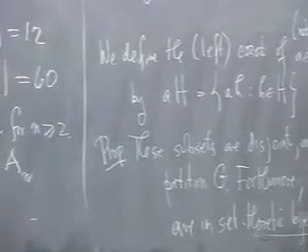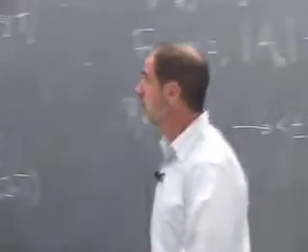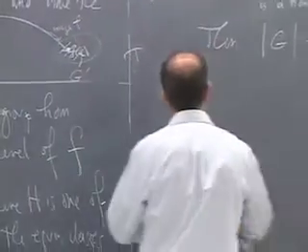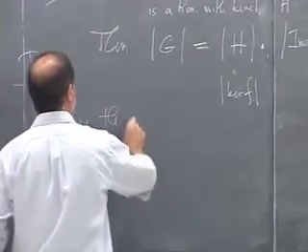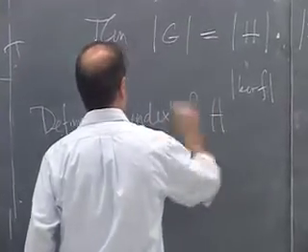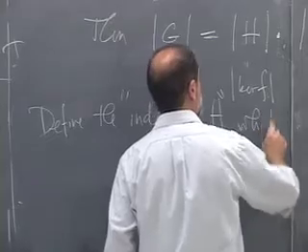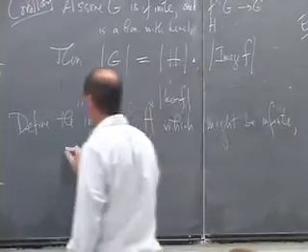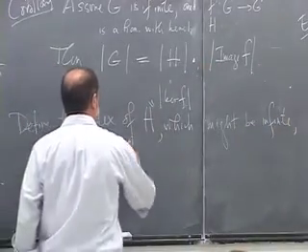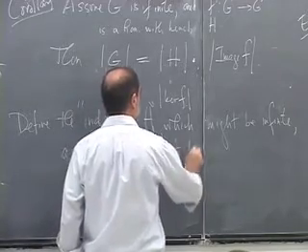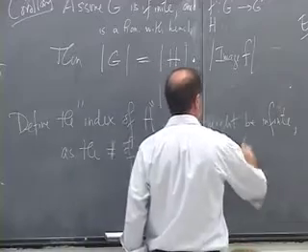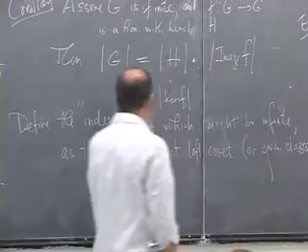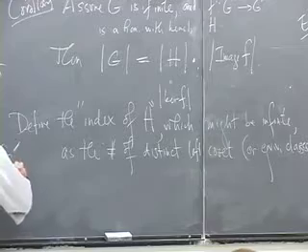So that gives us a new equivalence relation. And we define the index of H, as opposed to its order, which might be infinite, as the number of distinct left cosets, or the number of equivalence classes. And you write the index like this, the index of H in G.